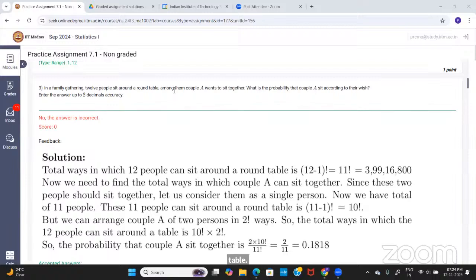Okay. And ma'am, but internally you can arrange that couple, like you can change their seats also. Correct. Which is 2 factorial for each couple. 2 factorial for each couple, so 2 raised to 6. Oh, okay.